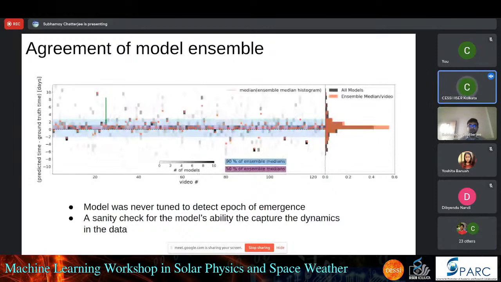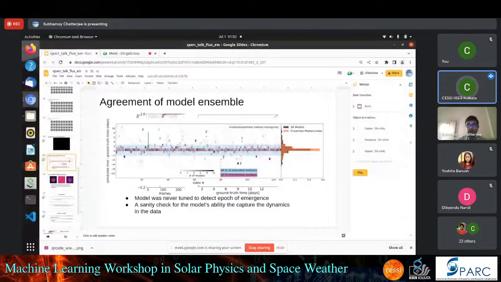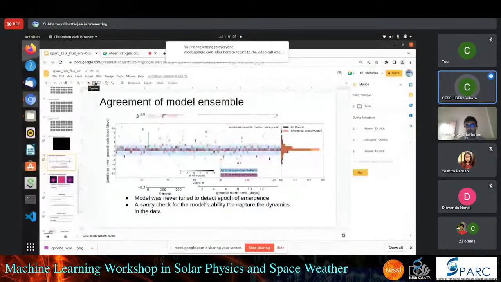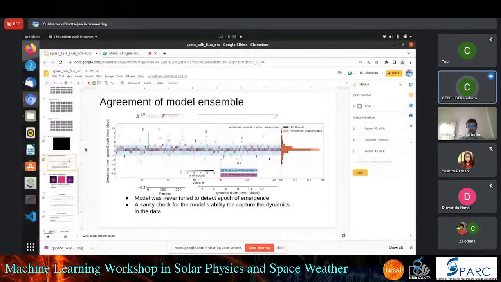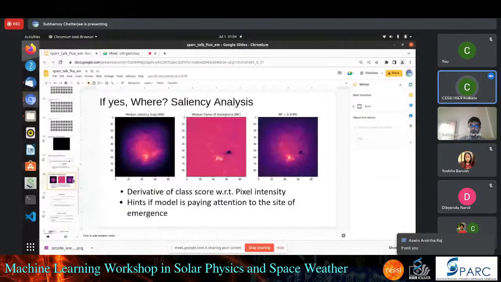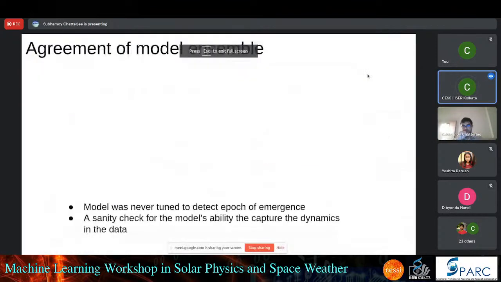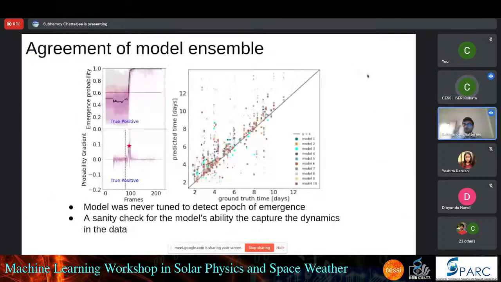This is Subhadeep. I have one doubt. In the last plot, you were showing the gradient peak and the probability threshold. This is for testing out the model's output, right? The start of the emergence time from the model output from the ensemble. Yes. But I was curious how, for generating the ground truth, we are determining the emergence time, because it's a continuous process.